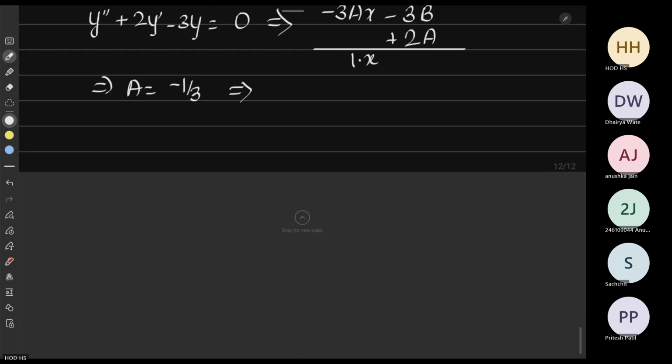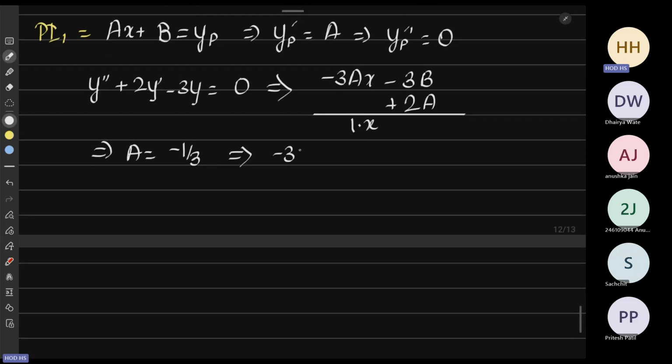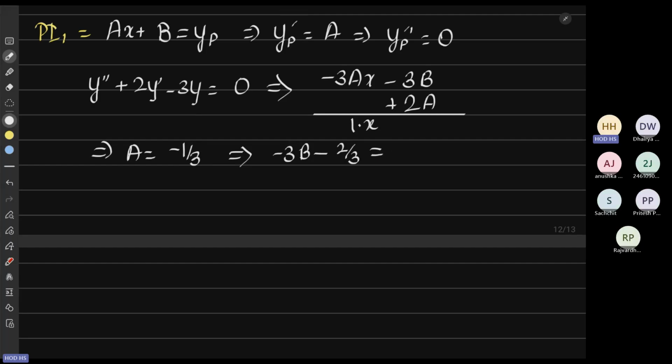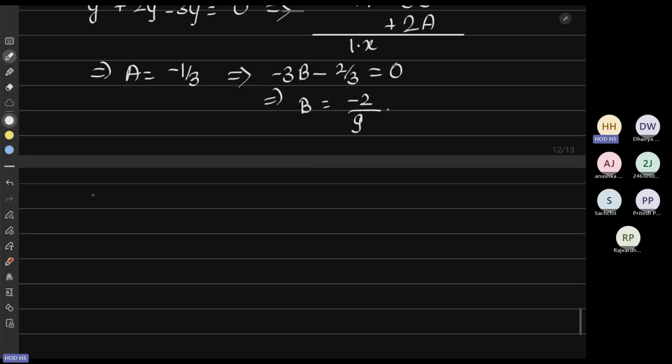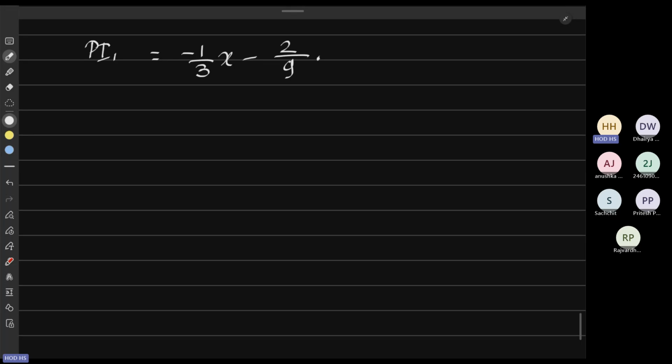Since a is minus 1 by 3, we will have minus 3b minus 2 by 3 is equal to 0, which will give me the value of b as minus 2 by 9. Okay, so my PI1 is minus 1 by 3x minus 2 by 9. Similarly, for PI2, we have PI2 should be cx plus d, which is, let's say, again yp.